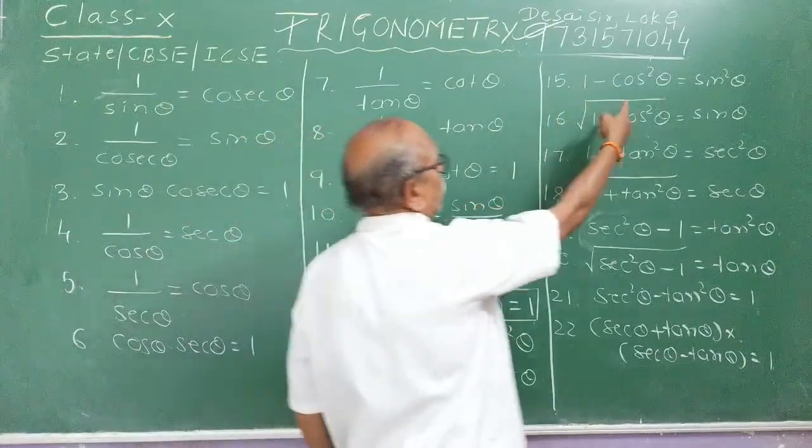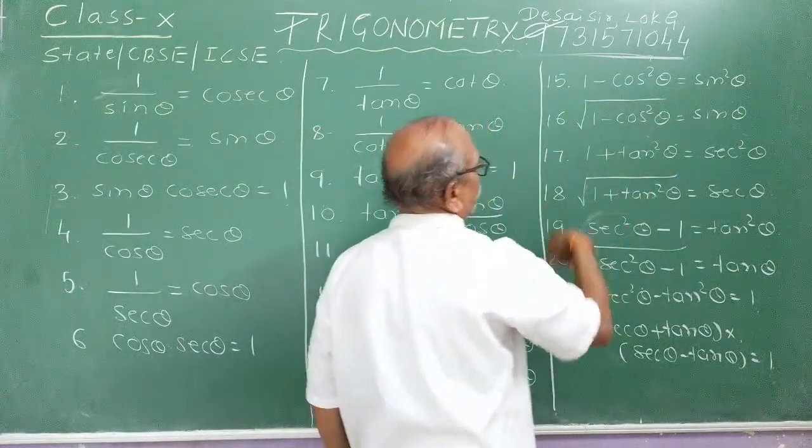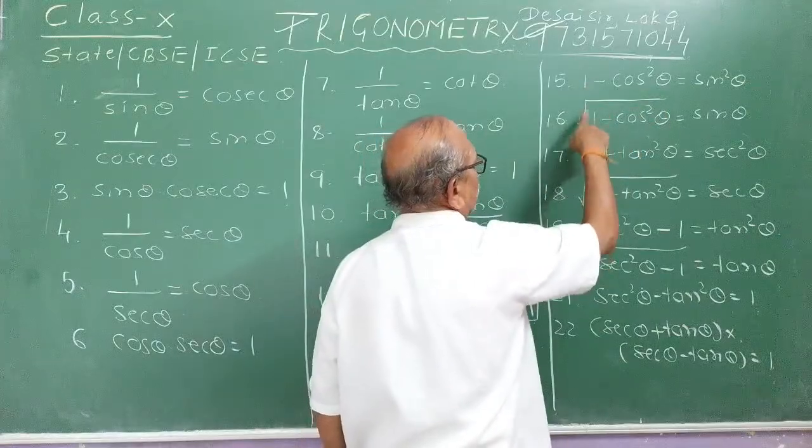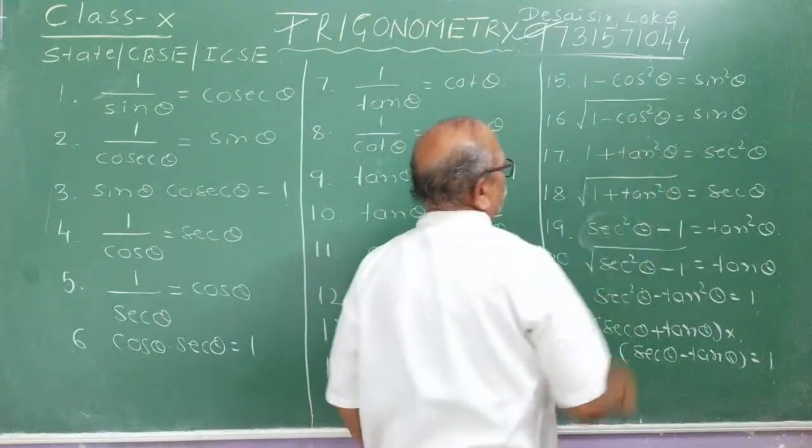Take 1 minus cos square theta. Cos square theta to the right, you will get sin square theta. Take a square root of it. Remember it as root of 1 minus cos square theta is equal to sin theta.